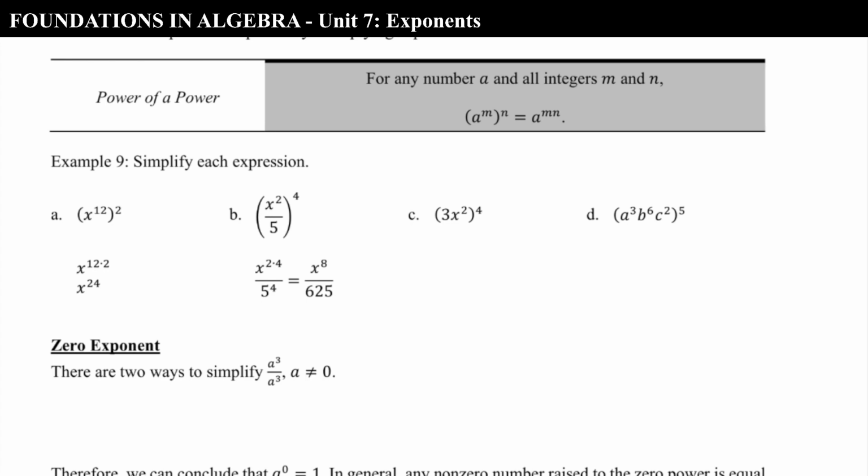For c, that 4th power is going to be applied to the 3 and to the x squared. Okay, so we've got 3 to the 4th times x to the 2 times 4. So that gives us 81 x to the 8th. Then for d, that 5th power gets applied to the a term, the b term, and the c term. So we're going to multiply that 5 by all of those exponents, and that gives us a to the 15th, b to the 30th, c to the 10th.